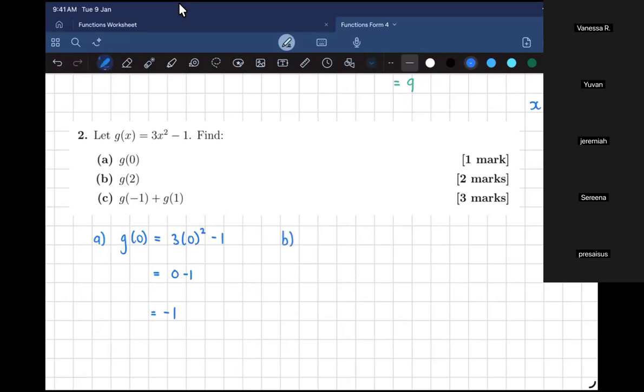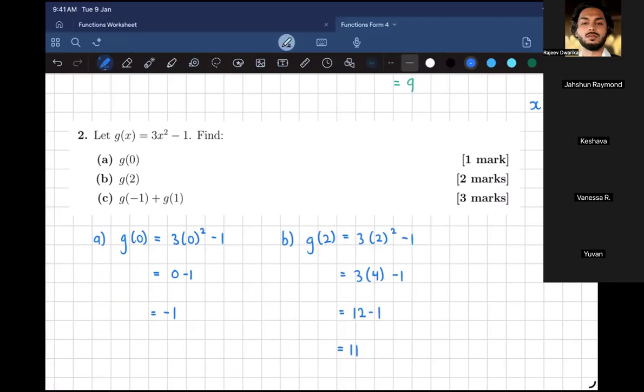Part B. Instead of x, what are we going to write for part B? 2. So I'm going to write 3, 2 squared minus 1. So first things first, what is 2 squared? 4. Right? 3 by 4 is 12. 12 minus 1 is 11. Okay, this stuff is easy to follow. So easy to follow. I like to hear that.